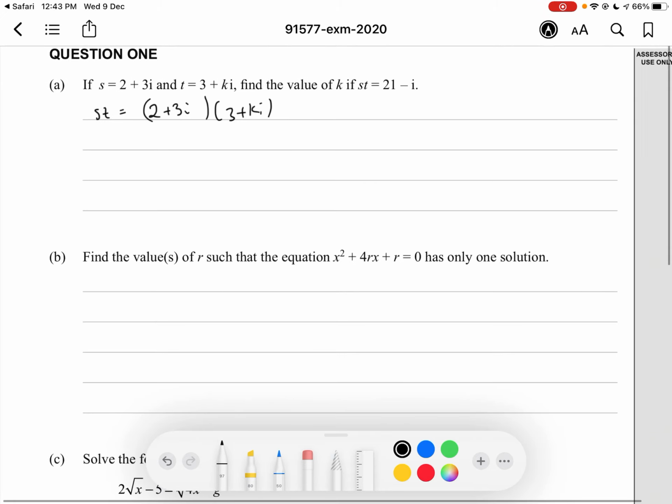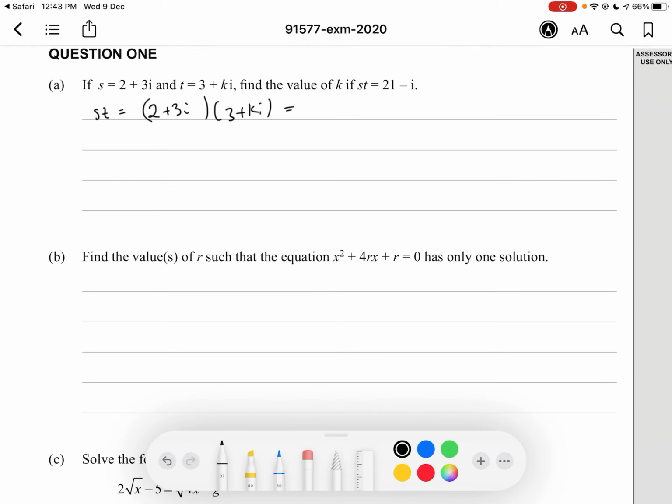So we would just expand this like we would expand any two brackets. So we would just multiply everything together. So 2 times 3 is 6. 2 times ki is positive 2ki. 3i times 3 is plus 9i. And 3i times ki is 3ki squared. i squared is negative 1, so minus 3k.